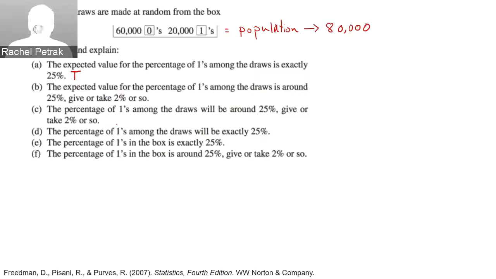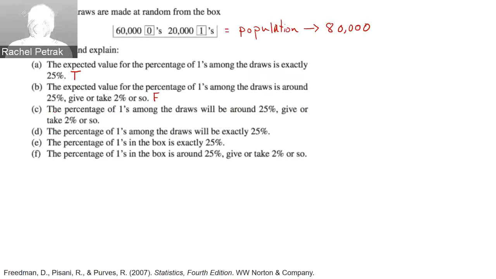What do you think? Is this true or false? This is false. Very good. It's false because the expected value is computed with no chance error. It's just the expected value. The chance error is a separate thing. So the expected value equals the percentage of ones in the box, as in item A.